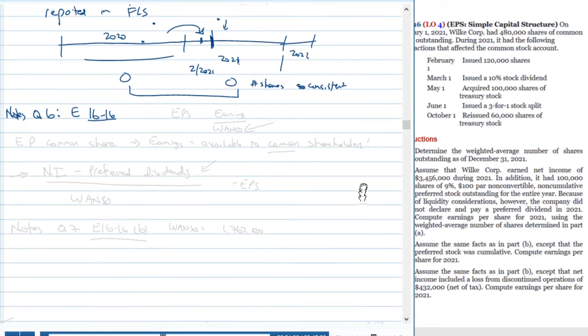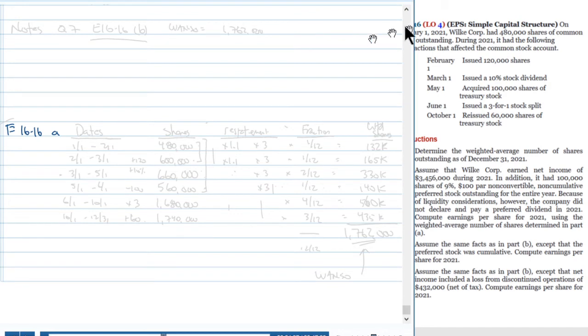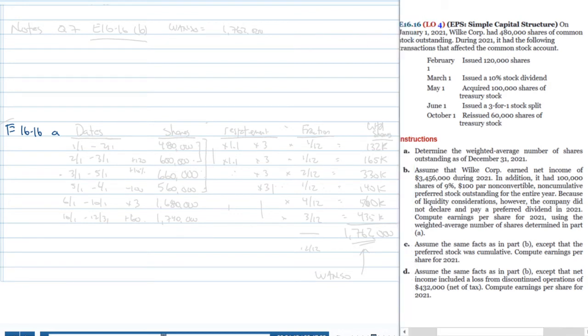All right, so let's take a look at exercise 1616, part A. And we will do our table. We've got the dates, the shares outstanding, the restatement, the fraction of the year, and the weighted shares. All right, so let's go through our events.